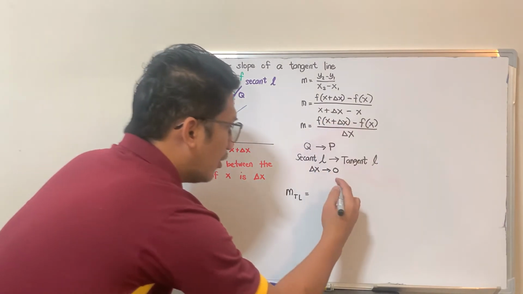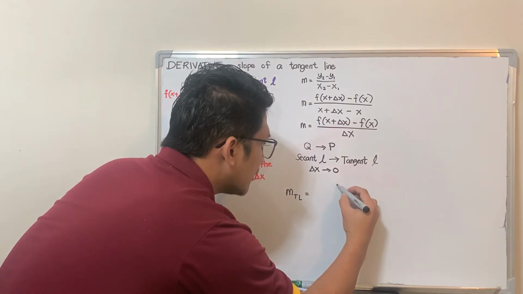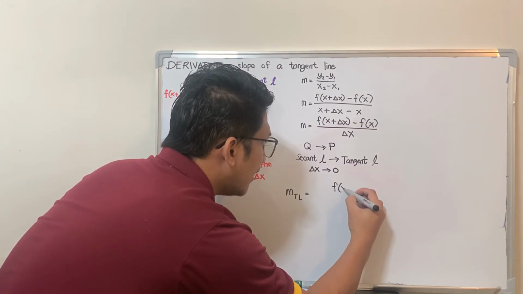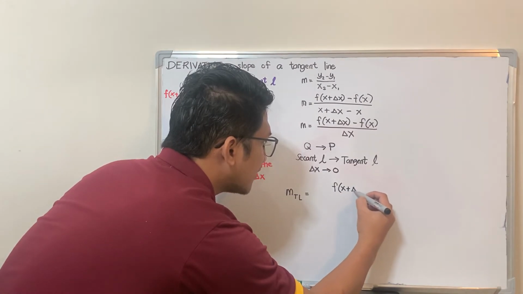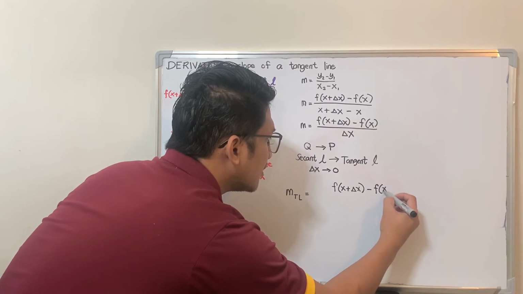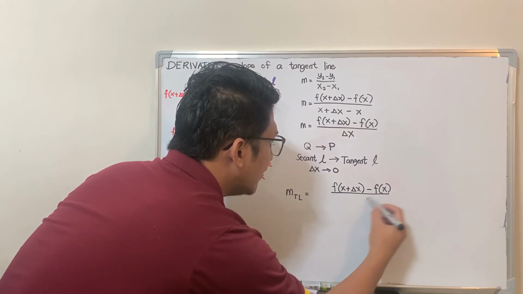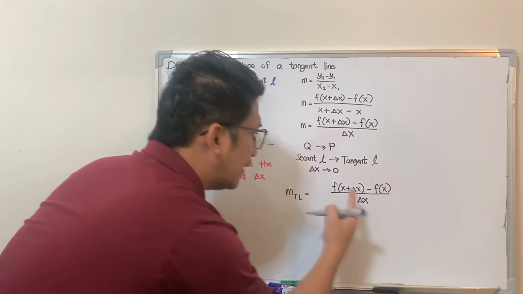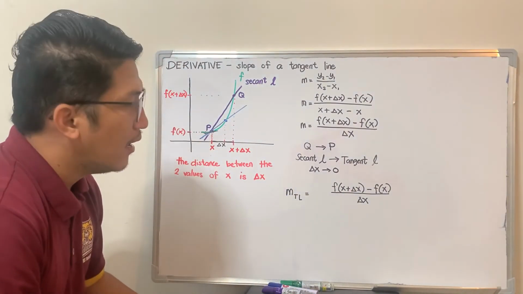the slope: f of x plus delta x minus f of x, all over delta x. So that is the slope of the line.